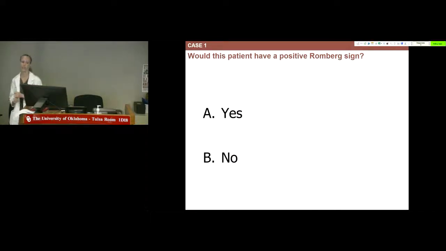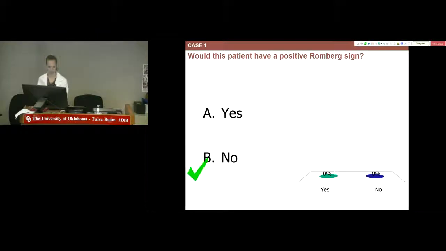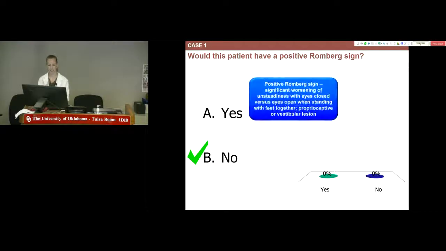So we didn't test it, but would this patient have a positive Romberg sign? Yes or no? So Romberg is worsening of unsteadiness with eyes closed versus eyes open. So would he get worse? Is this a sensory ataxia? Okay, most people agree with me that he would not have a positive Romberg sign because he can't do it with his eyes open or his eyes shut, because the problem is the cerebellum. Okay, so that's a no.